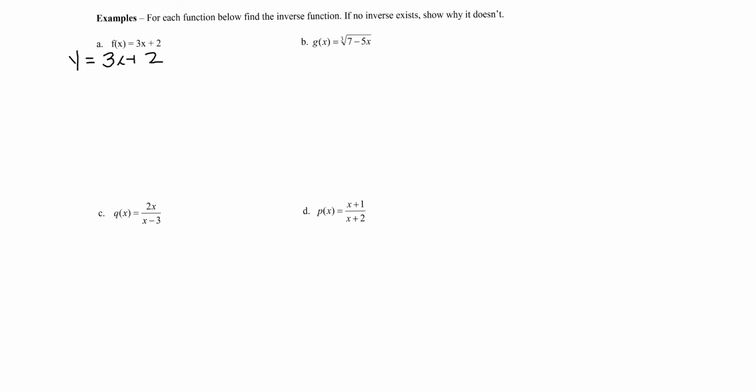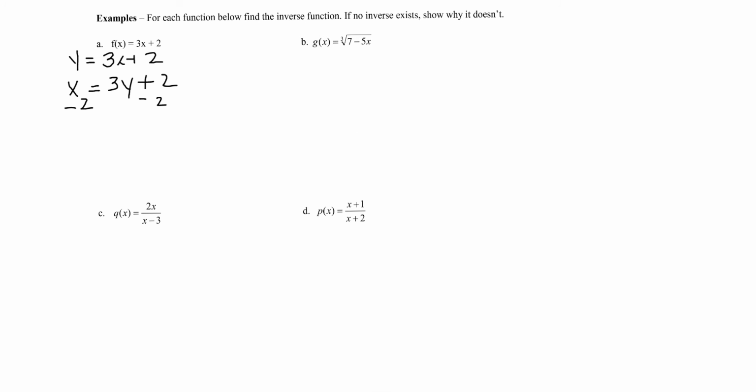And then remember, inverse, you invert your x and your y. So you're going to change all your x and y variables. So I'm going to rewrite my equation as x equals 3y plus 2. And then the last thing you need to do is solve your equation for y. So now that it is y equals. So we will subtract 2 from both sides.